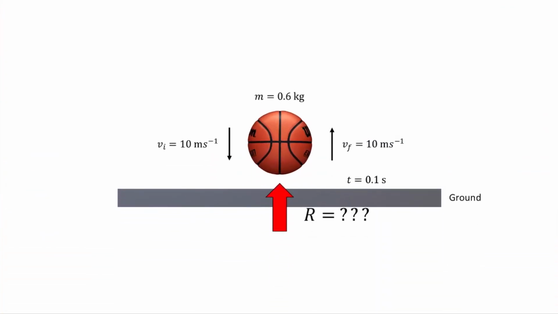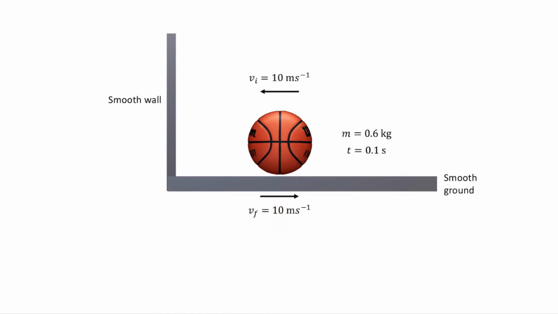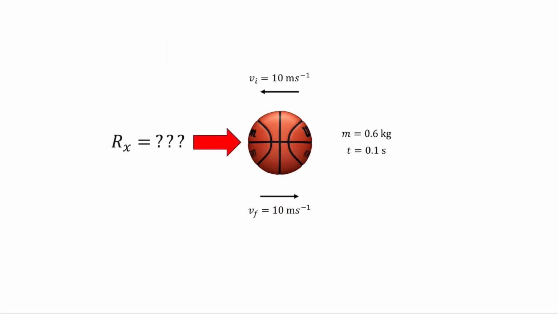Understand? Alright, don't pretend you don't understand. Let's modify the case from this to this. This time, the ball is sliding on a smooth ground and eventually hits a wall. All the magnitudes of the physical quantities remain the same, like the mass is still 0.6 kg and the time of impact is still 0.1 second, and so on. So, what is the magnitude of the average reaction force Rx by the wall in this case?